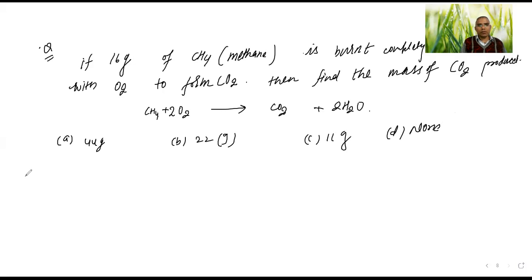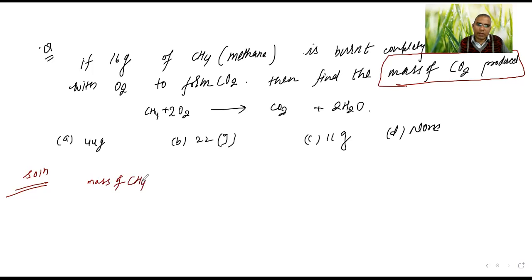So let's try to solve. They are saying if 16 gram of CH4 is burnt completely with O2 to form CO2, then find the mass of CO2 produced. What they are giving and what they are asking is not very difficult. So the mass of CH4 they have given is 16 gram.